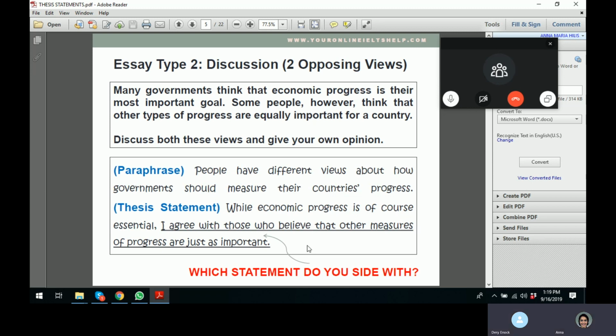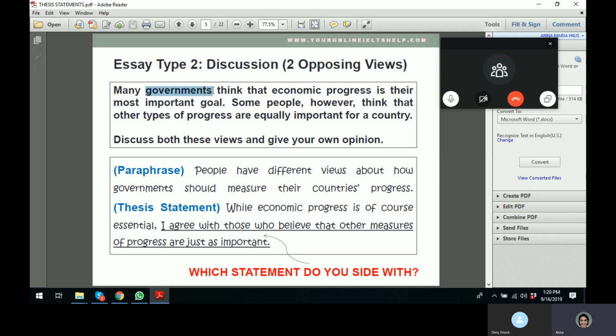People have different views about how governments should measure their country's progress. The thesis statement: while economic progress is one of the core essentials, I agree with those who believe that other measures of progress are just as important. Okay, let's take a look at the paraphrase.